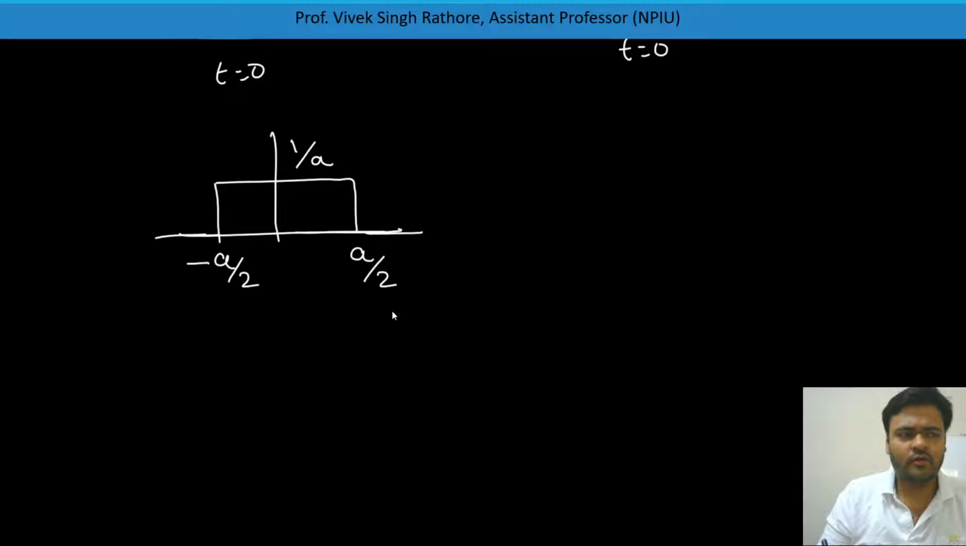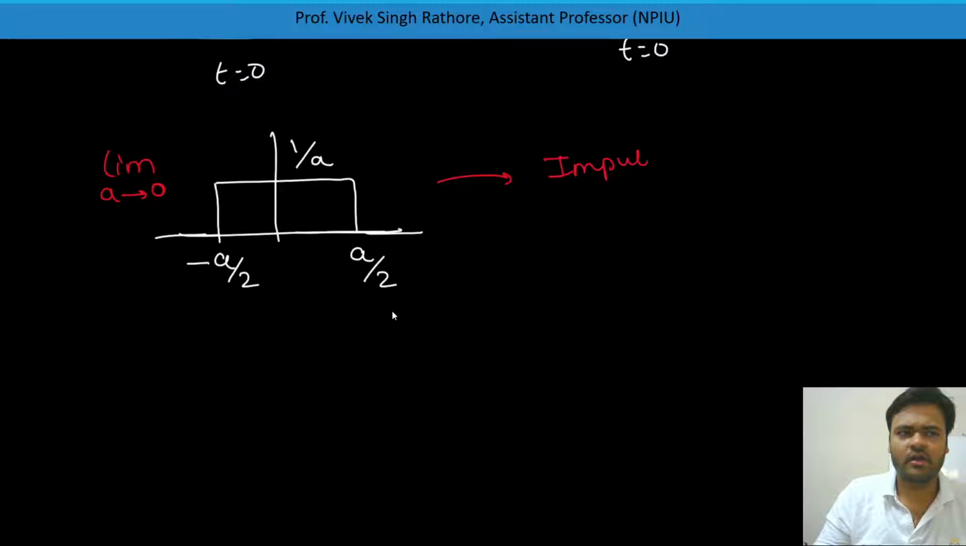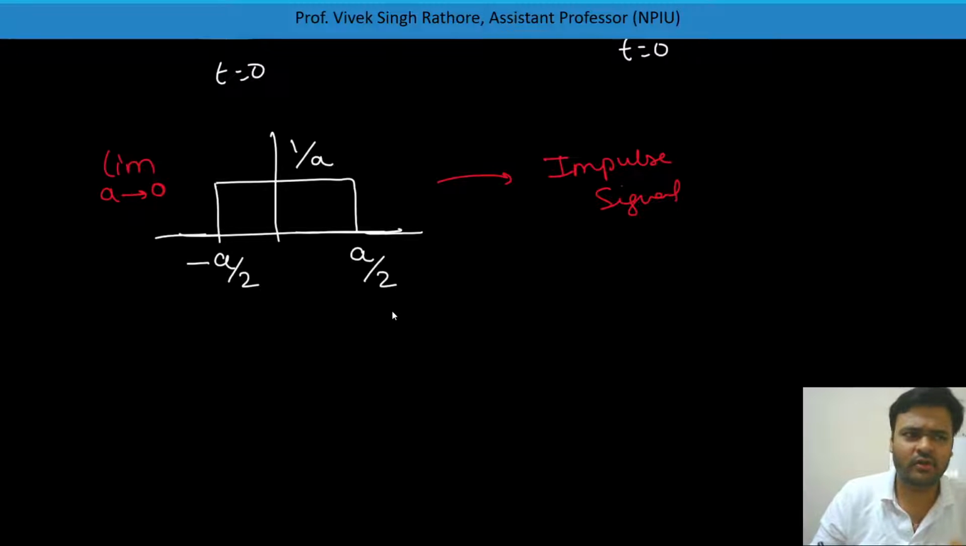Whenever we take the limit a tending to 0, what will happen? Minus a by 2 becomes minus 0, which means the pulse is at t equal to 0, and 1 by 0 is infinite. So when we take the limit a tending to 0, meaning a is reduced, this signal will appear as an impulse signal. In the same way you can do it from a triangular pulse also; wherever height and width are inversely proportional, you can get your impulse signal.